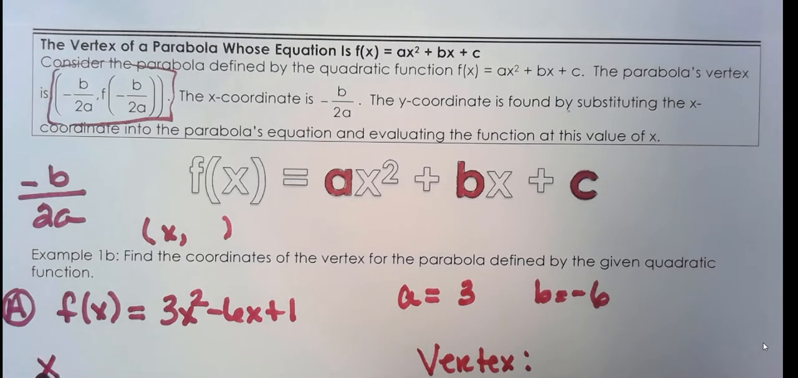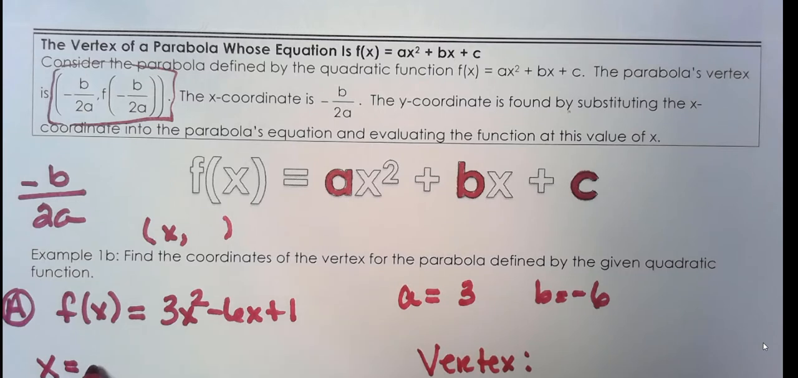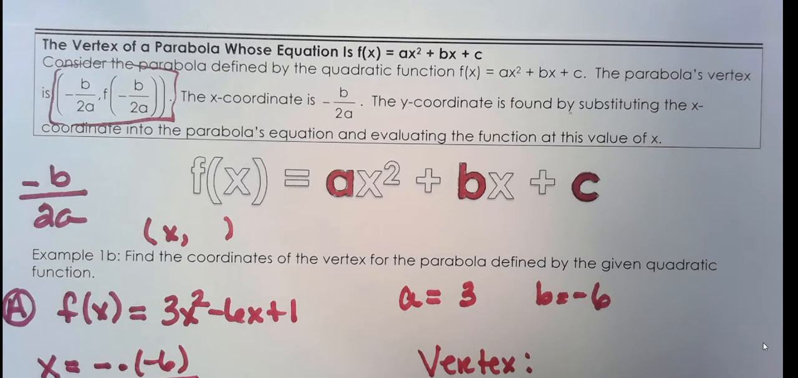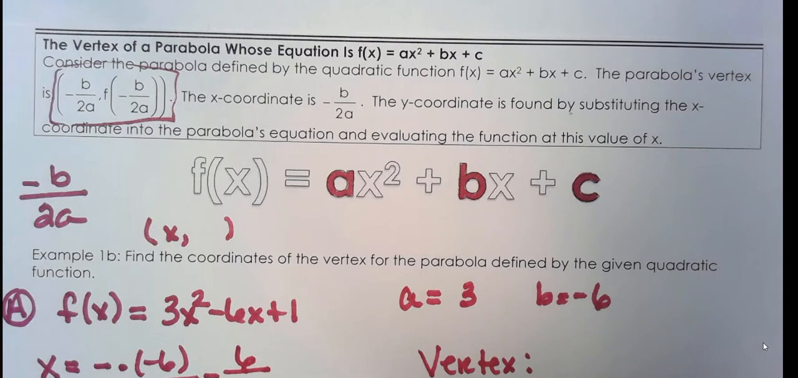So x is equal to negative times negative 6 all over 2 times 3, and we have 6 over 6, which reduces to 1. So we have our x coordinate, which is 1. Now we need to find y. To find the y coordinate, you take what x is equal to, which we found is 1, and substitute it back into the original function for x.